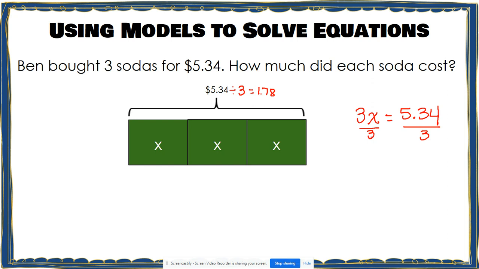If I do 3 divided by 3, I get 1. And if I have 1x, that's the same as just x. So my 3's will kind of go away or cancel each other out. And then on this side of the equation, if I have $5.34 and divide by 3, I get $1.78. So each soda cost $1.78.